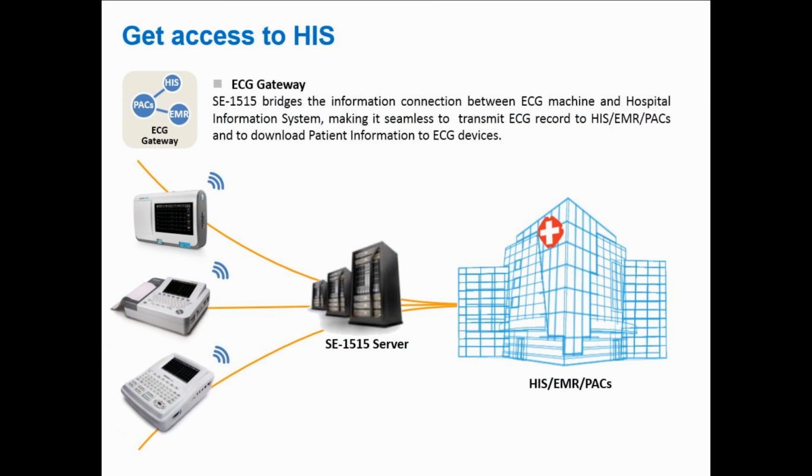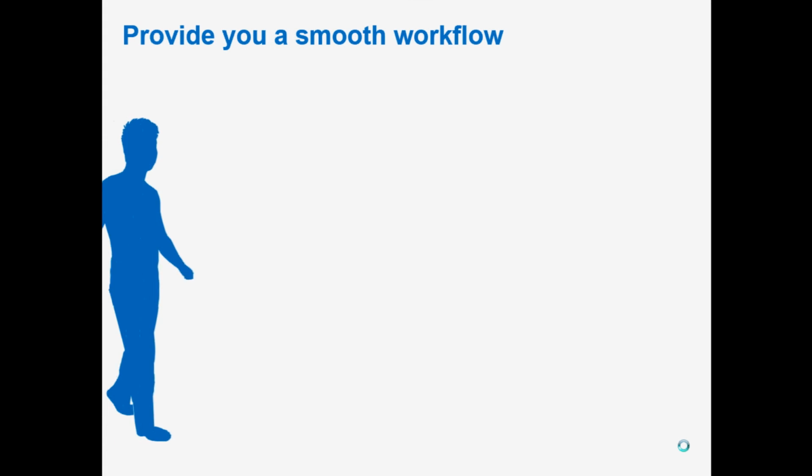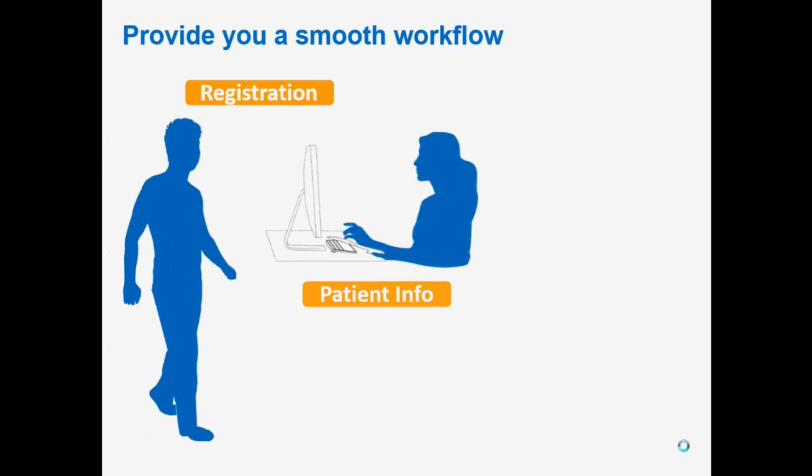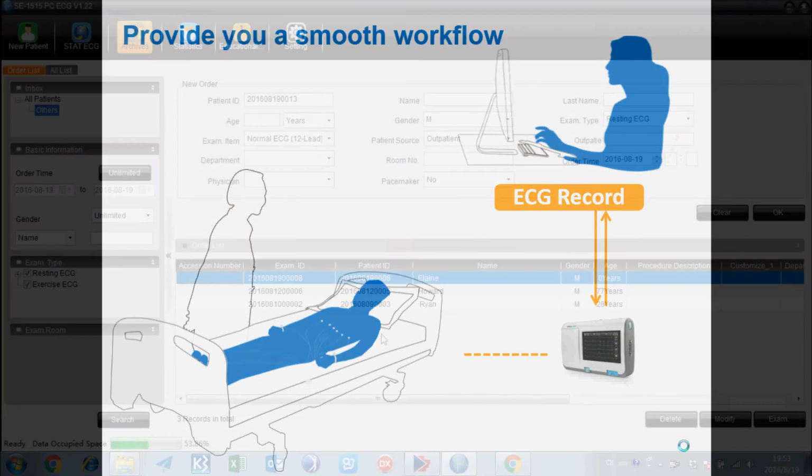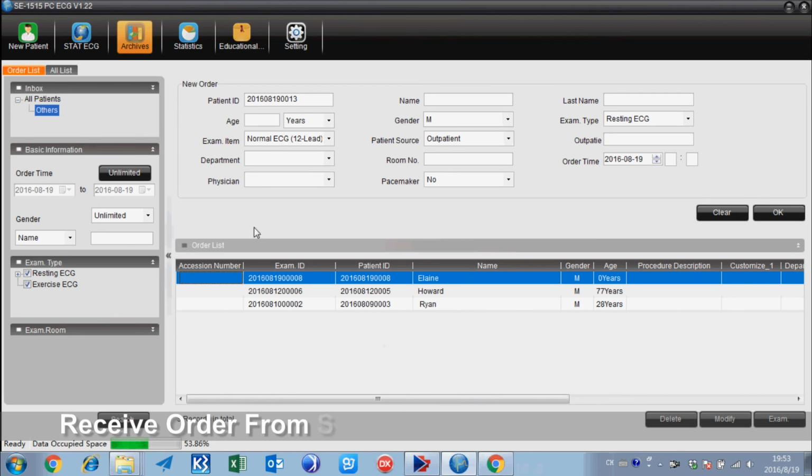Apart from receiving the existing data from the ECG machine, SE1515 can also bridge the information connection between the ECG machine and the hospital information system. Patient orders can be downloaded to the SE1515 from the information system. The orders downloaded from the information system will be stored in the order list.